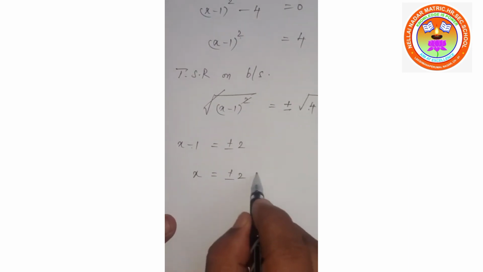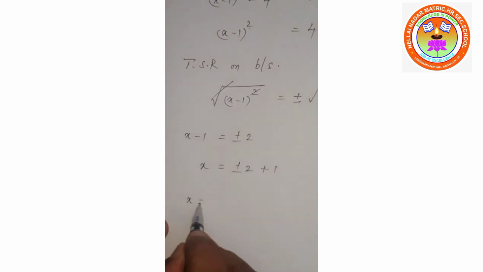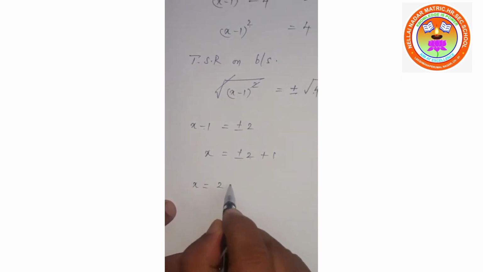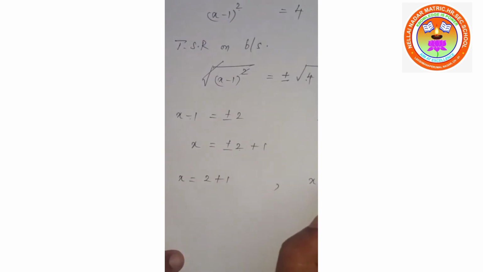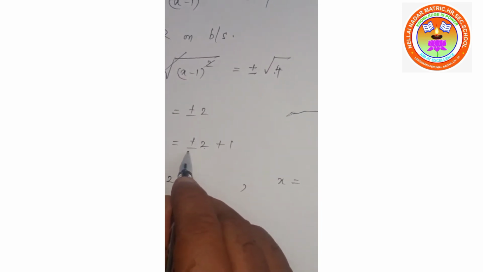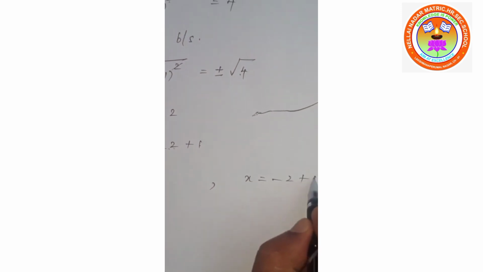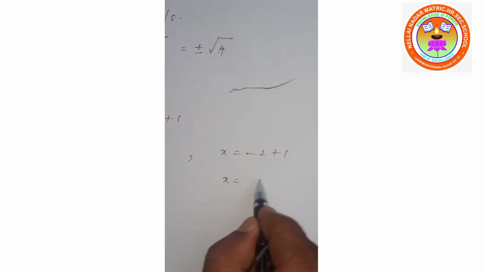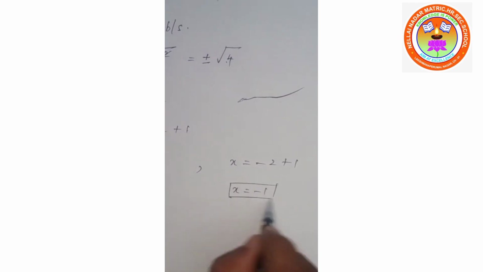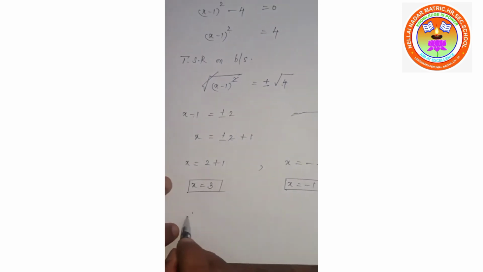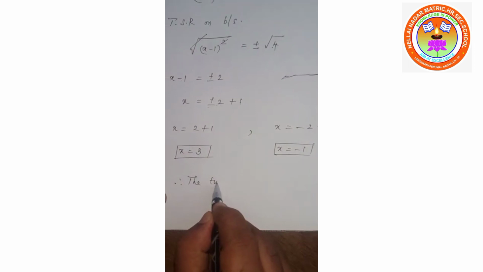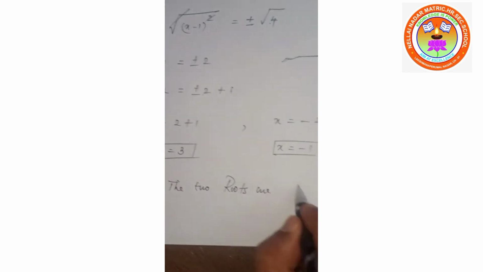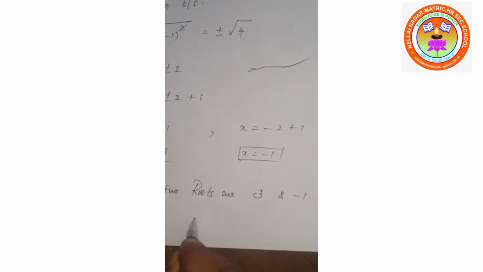This minus 1 comes to the right hand side as plus 1. So x equals, first consider the plus sign, plus 2 plus 1, and x equals, then consider minus 2 plus 1. 2 plus 1 is 3, and x equals minus 2 plus 1 is minus 1. We have double roots. Therefore the two roots are 3 and minus 1.